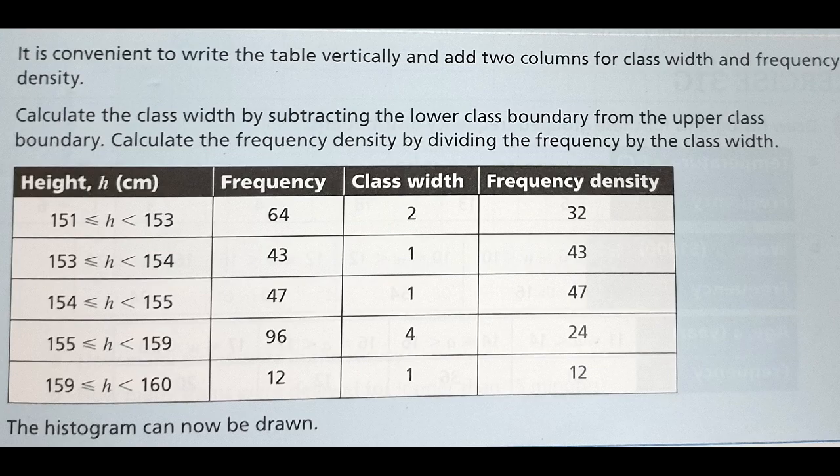So we have to remember that when the width of the class interval is the same, we just draw the normal histogram without any variation. But even if one width is different, we need to calculate the frequency density in order to draw the histogram.